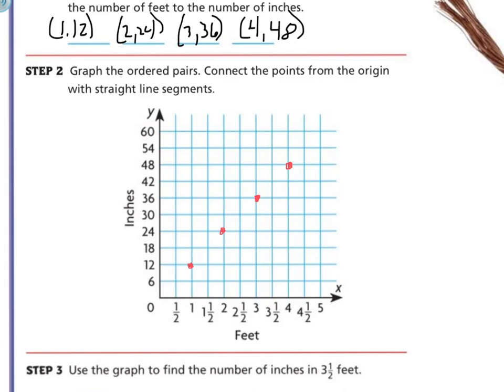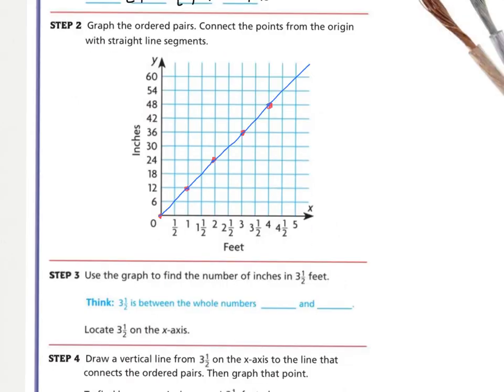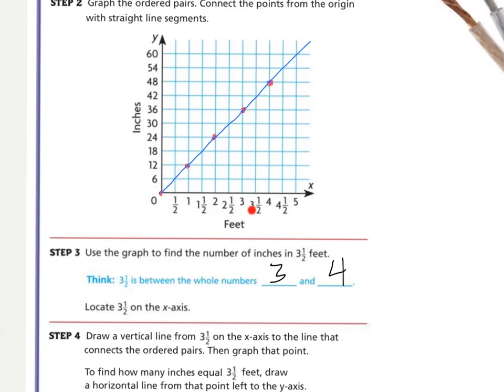Use your ruler and connect your dots so it's a straight line, and make sure it connects from the origin (0, 0). The next step is to actually use our line graph to find the number of inches in 3.5 feet. So we need to think, 3.5 is between which whole numbers? Well, we need 3 and 4. And so we need to locate 3.5 on the x-axis. That is right here, the horizontal line, 3.5.